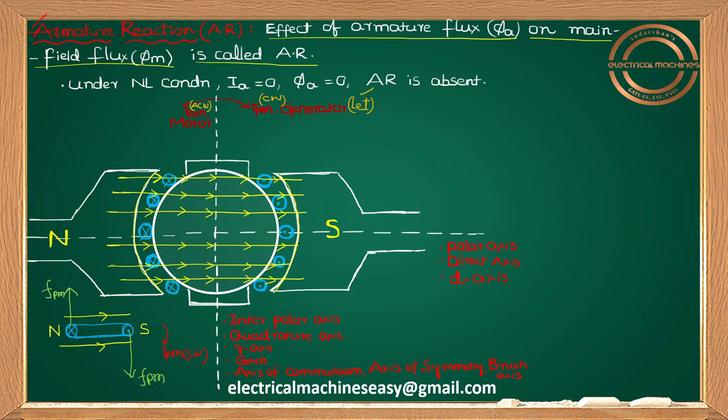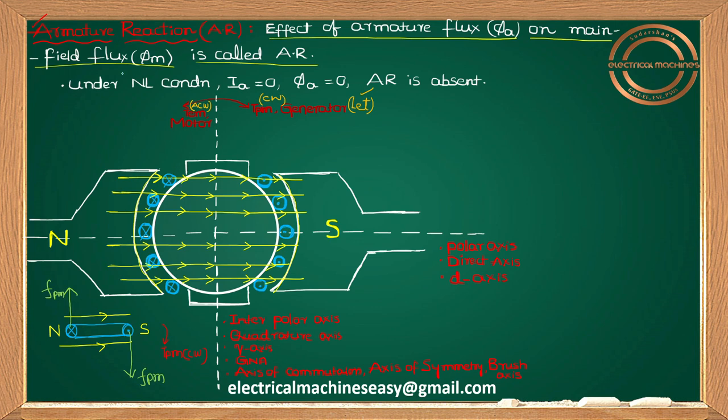Armature current, I can say IA. Please try to understand this direction of cross and dot whatever I said. This is the direction of armature EMF, or I guess the direction of armature current IA. Because of this armature current, once again armature flux will come into the picture. Because of armature current, armature flux will come into the picture.